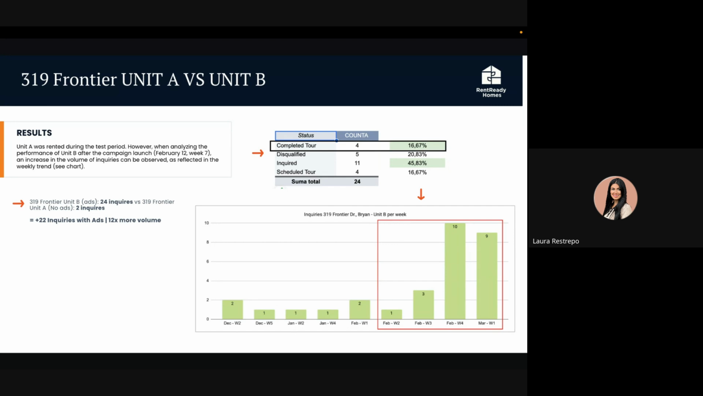We can compare with 6 months before, and it's going to be something similar, because we already checked in the dashboard that we didn't have this kind of inquiries in this property and in Windermere.